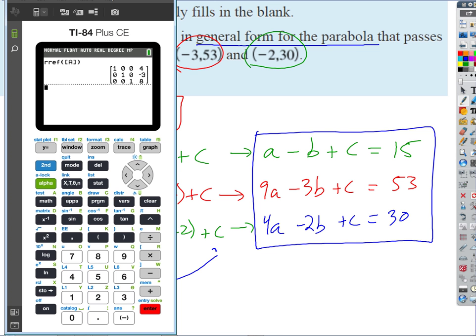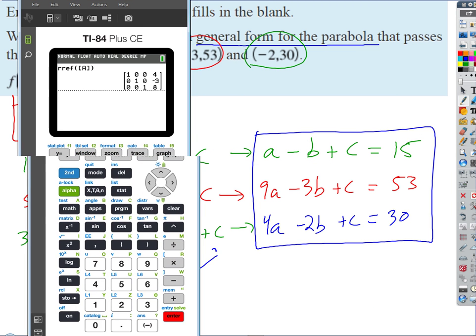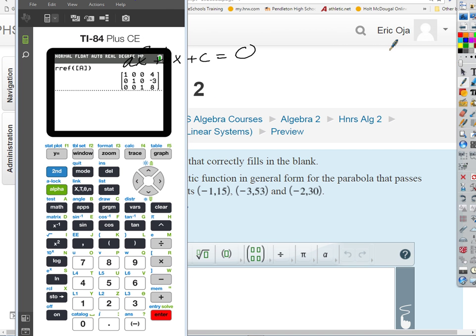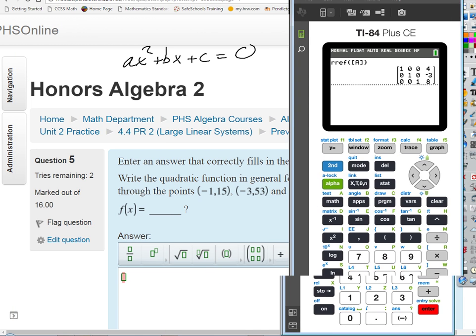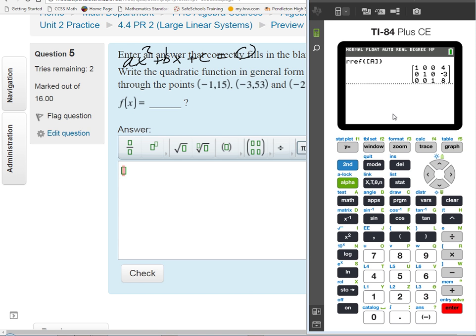And so if I want to write this function out, then I just get the function f of x equals 4x, because ax squared, right? So 4x squared plus, minus 3x plus 8. That's what f of x is equal to.